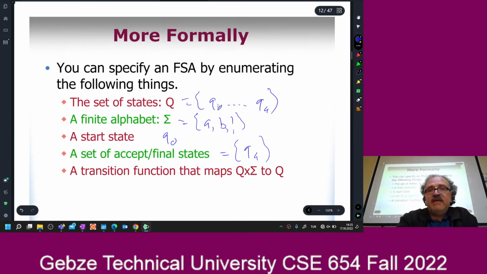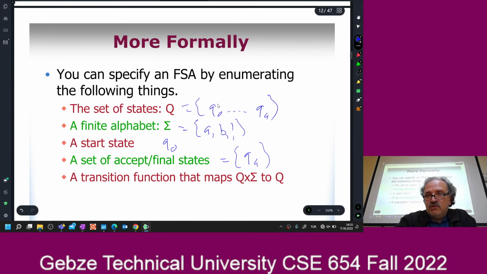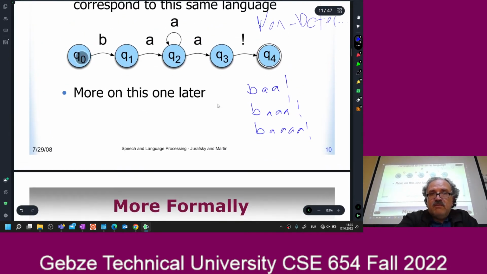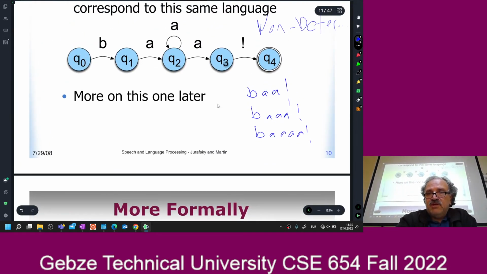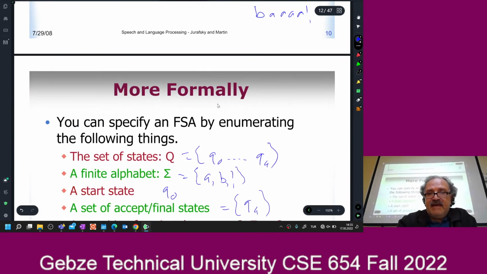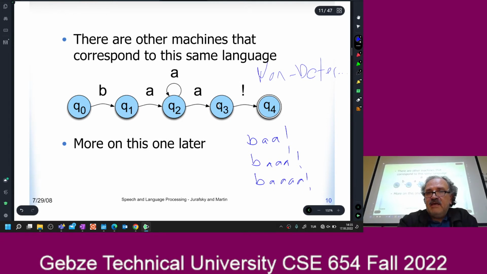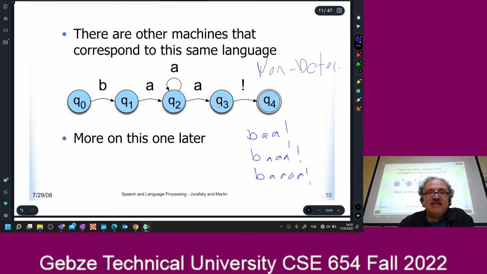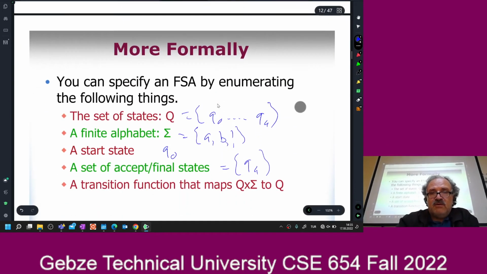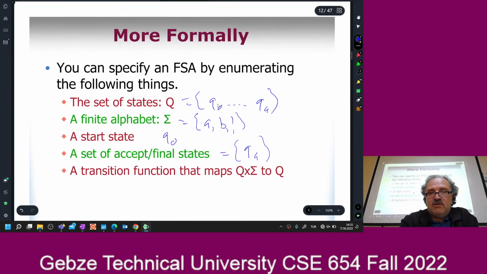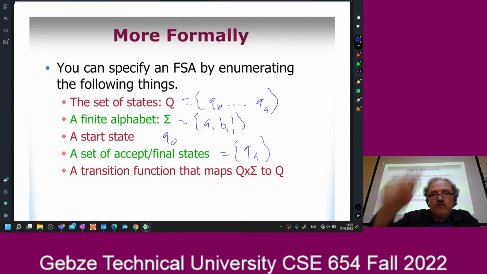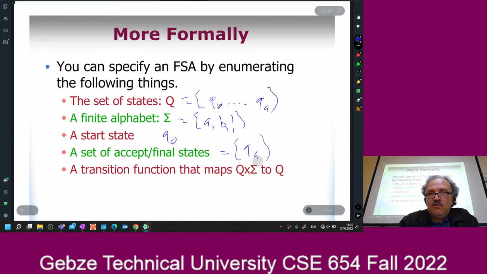So more formally, a finite state automaton consists of these 5 things: a set of states, 5 of them from Q0 to Q4, then a finite alphabet, A, B, and exclamation mark, and that's it. That's my alphabet. And the start state is Q0. A set of accept final states, which is Q4 in this case.